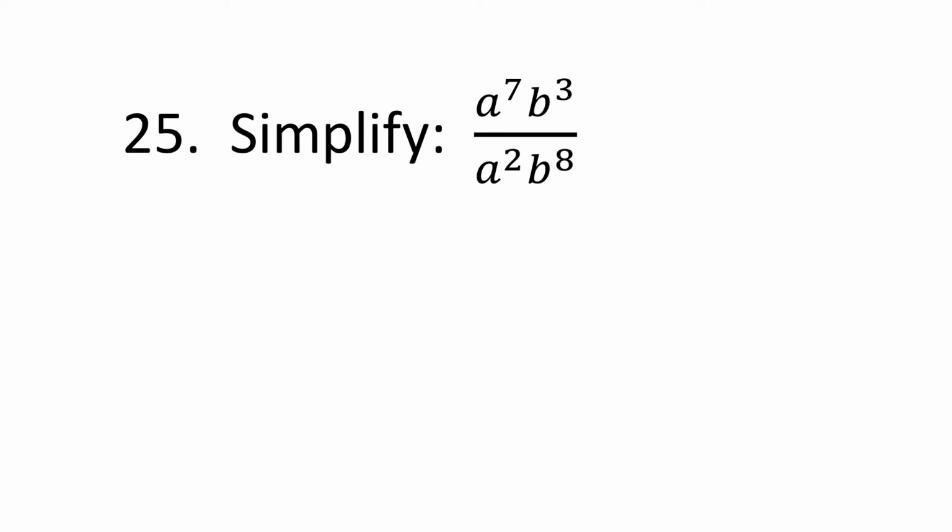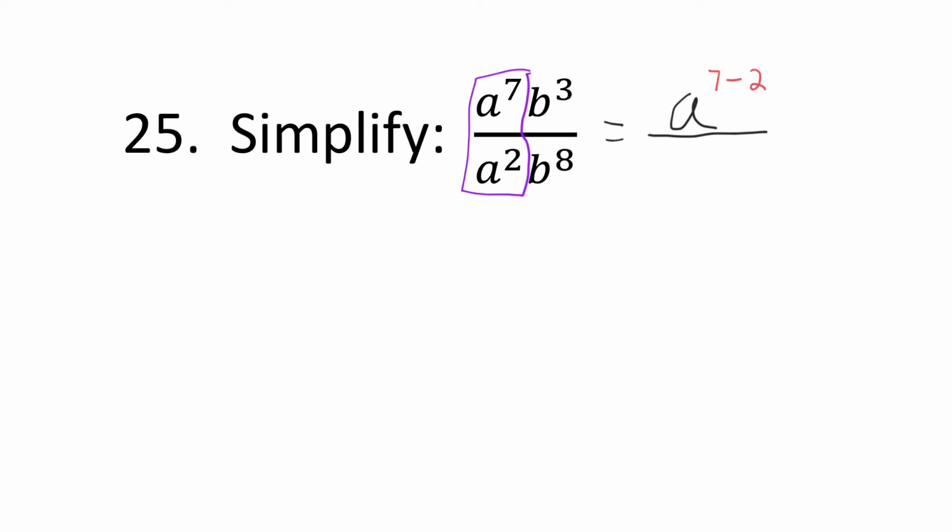Number 25, you guys have a fraction. You want to simplify a to the 7th power times b to the 3rd divided by a to the 2nd power times b to the 8th. Now when you guys are dividing, there's the division line right here. When you're dividing the same bases, you guys are going to subtract the exponents, and you guys are going to keep the base where the highest exponent is at. So first, let's look at the a's. A to the 7th over a squared. Well, the highest exponent is on the top of the fraction, so I'm going to keep the a on the top, and I'm going to subtract the exponent, 7 minus 2.